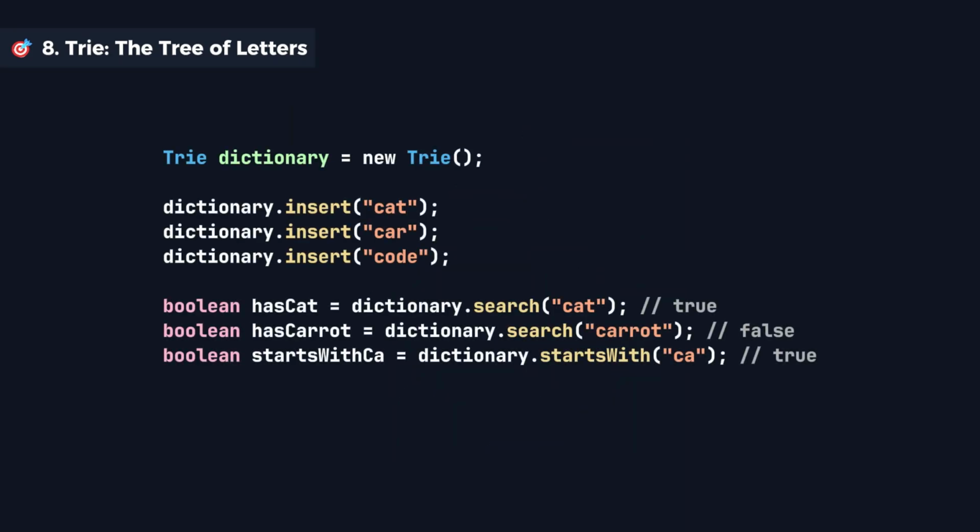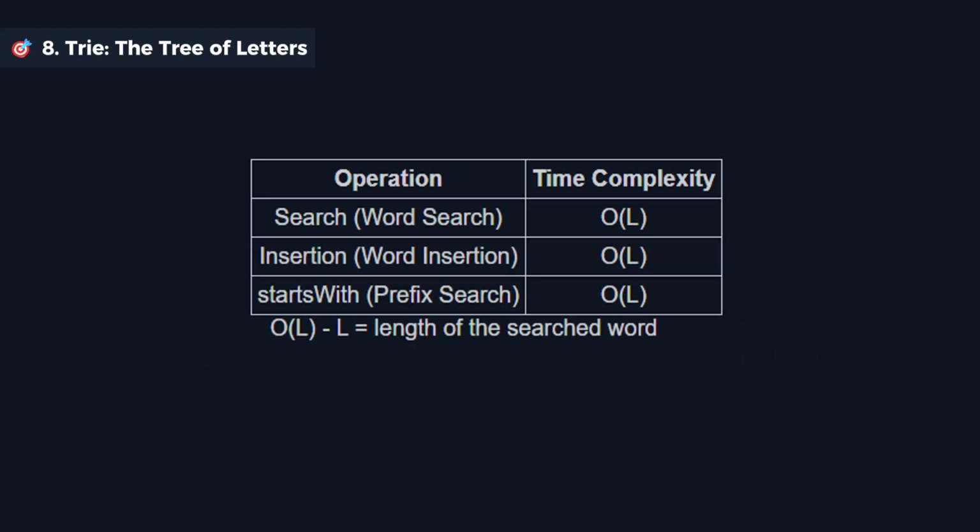Let's create a dictionary and insert cat, car, and code into the dictionary. When we search the dictionary for cat, it will return true. In the same way, for carrot, it will return false. And if we check with startsWith, it will be true also. The time complexity for search, insertion, and startsWith is O(L), where L is the length of the search word.